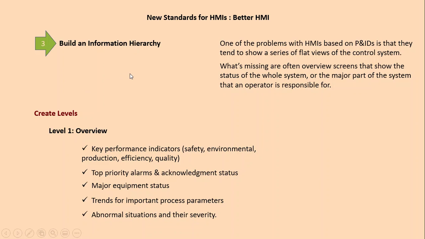Build an information hierarchy. The operator interface should be managed with at least 3 or 4 levels. Level 1 should be the overview of the whole design, where the most important and critical alarms are shown, major equipment status is displayed, and important trends are also shown.